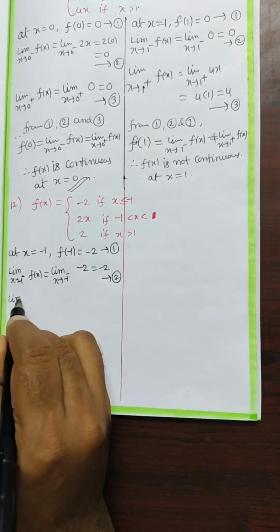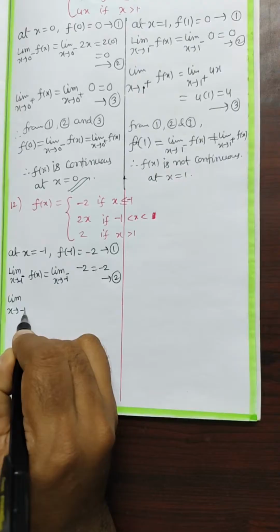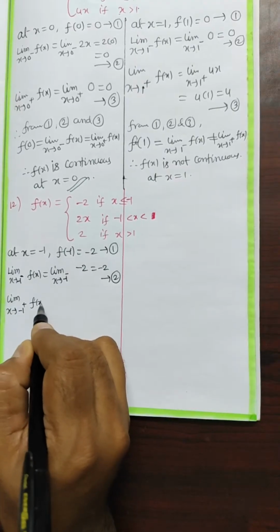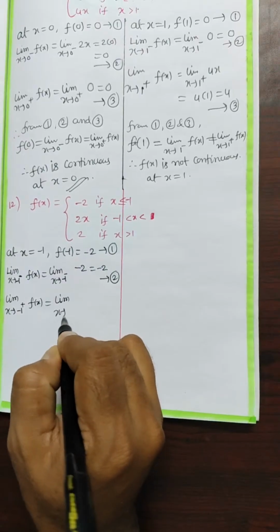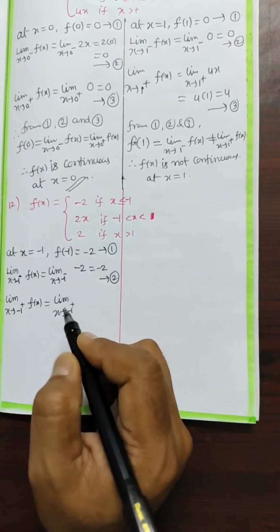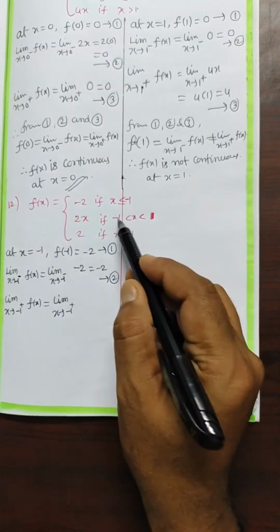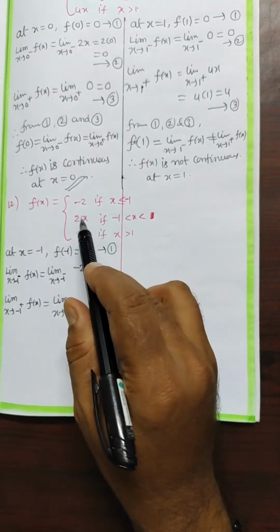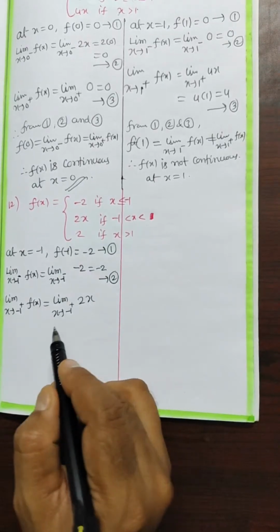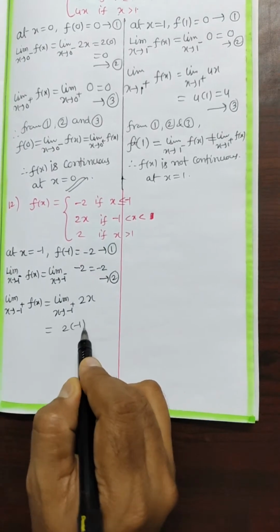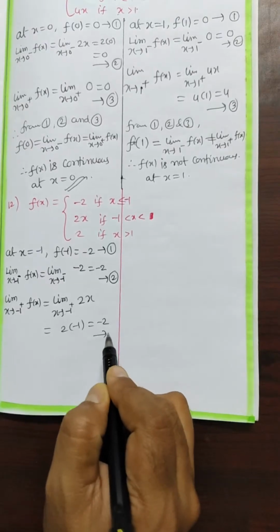Next, limit x tends to minus 1 plus f of x. Minus 1 plus means minus 1 is less than x, which means x is greater than minus 1. So this function you have to consider: x is equal to minus 1, substitute in this, 2 into minus 1 which is equal to minus 2.